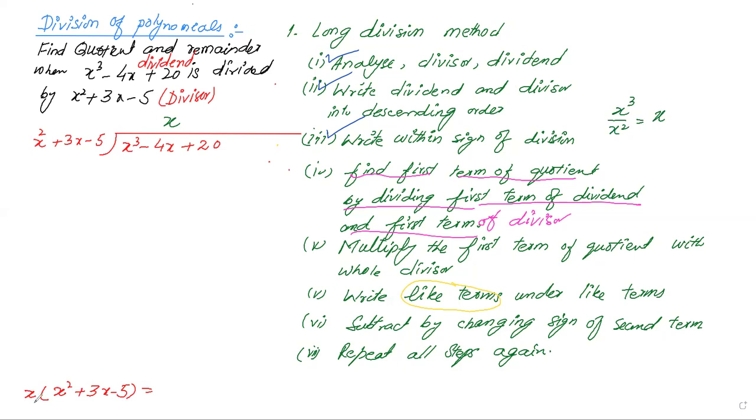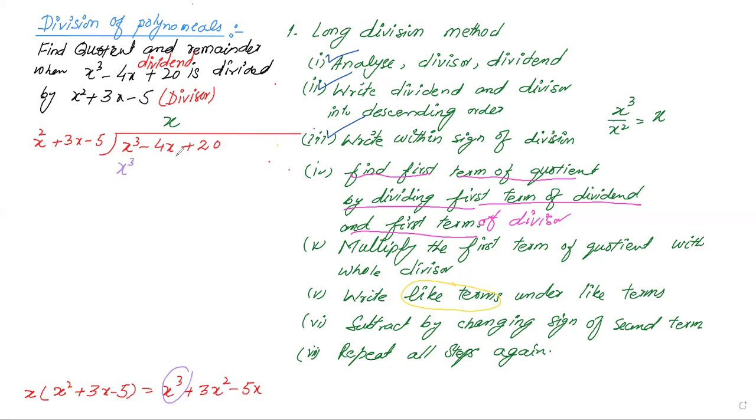Apply the method of multiplication. x multiplied by x square becomes x cubed, plus 3 multiplied by x, and x multiplied by x gives 3x square, and minus 5x. The next step is you have to write the like terms under the like terms. So the first term, x cubed, you have to write under the x cubed. So that will be x cubed over here.